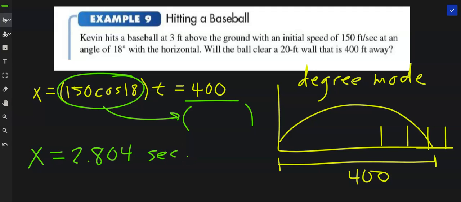Were you able to get that? Anybody not able to get that? 2.804 seconds. Now would be a good time to let me know if you had trouble with the division.